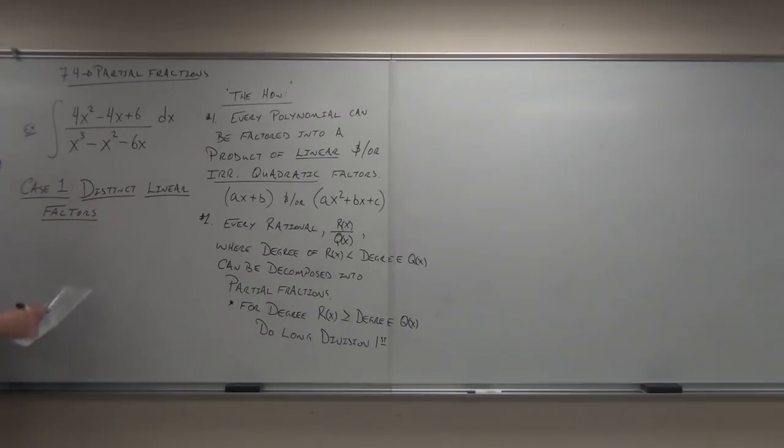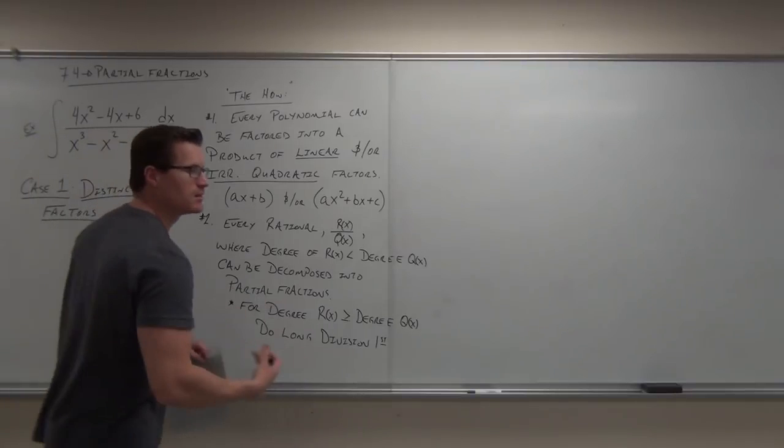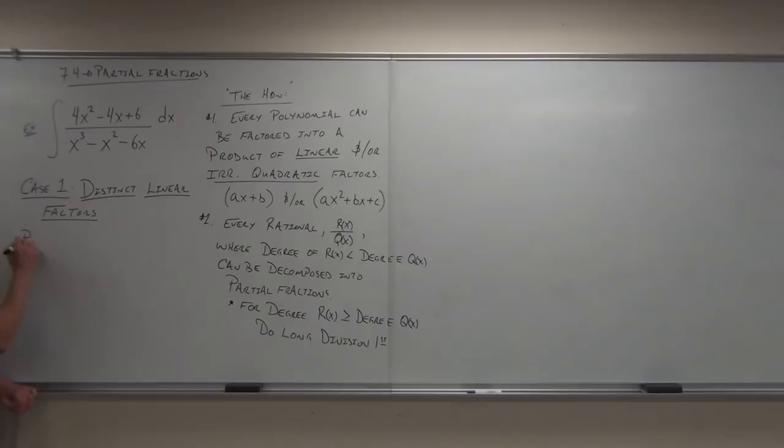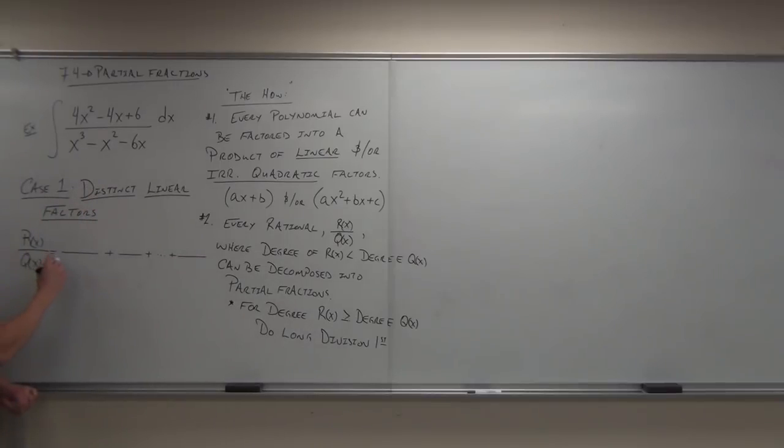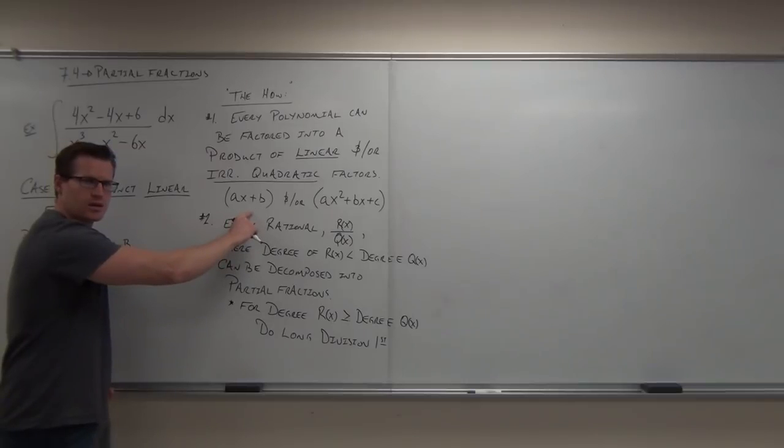Distinct linear factors. Here's what we do in that case. If we have distinct linear factors, then we can write r(x) over q(x) equals, we break this up, and we write A over a1x plus b1. And then we have another one, B over a2x plus b2. And we do this for every different linear factor that we have. Notice, this is linear. You guys with me? It's not quadratic, it doesn't have power 2.